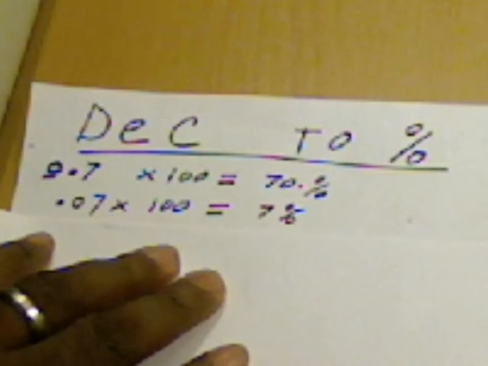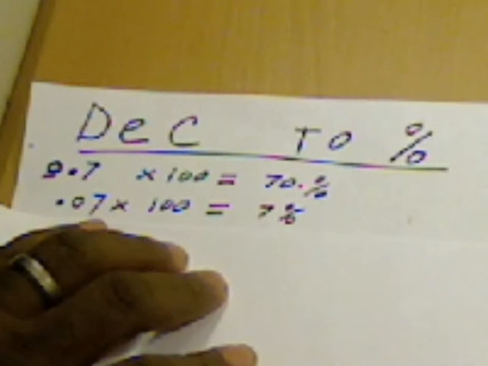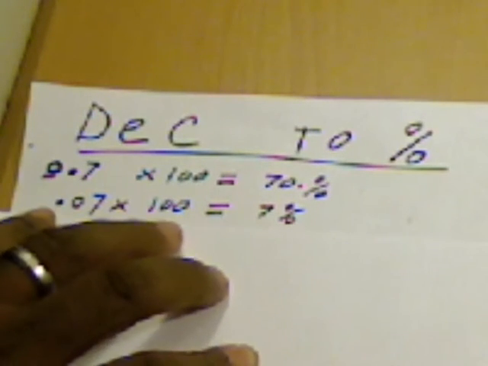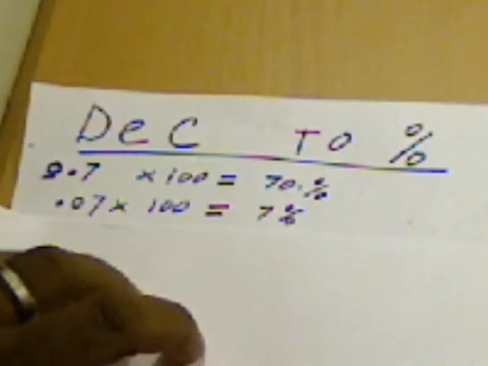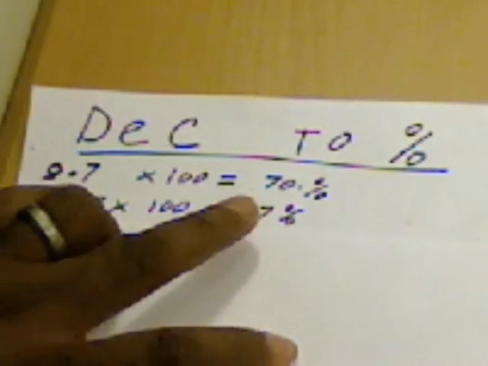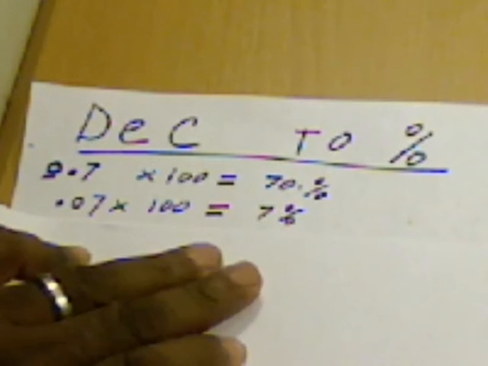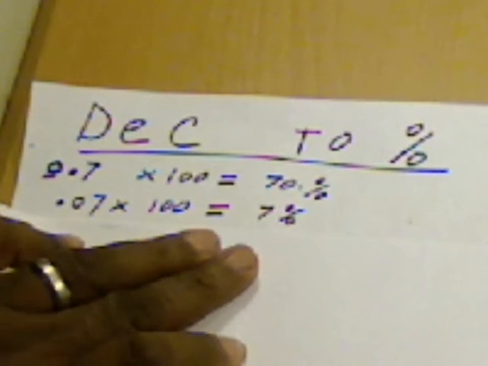Second number I want to look at is 0.07. 0.07 as a decimal, multiplying by 100 or moving it 2 places to the right is going to give you just 7. So as you see, 0.7 gives you 70% and 0.07 gives you 7%, which makes a lot of sense because 0.7 is the same as 70 over 100, which is the same as 7/10, which is 70%.